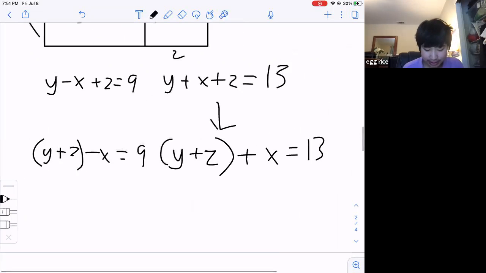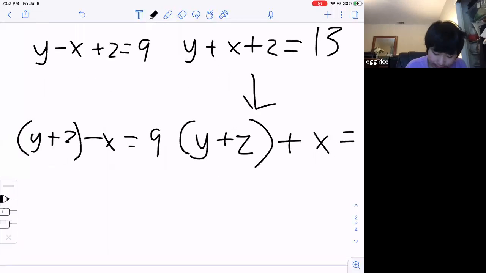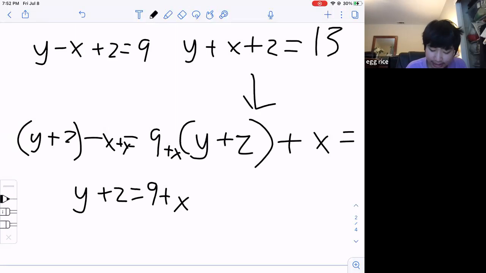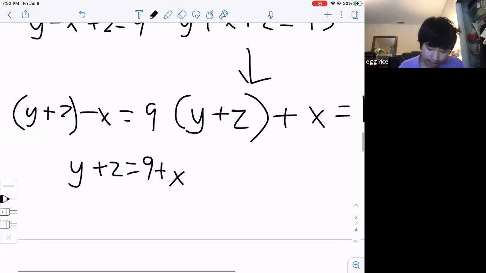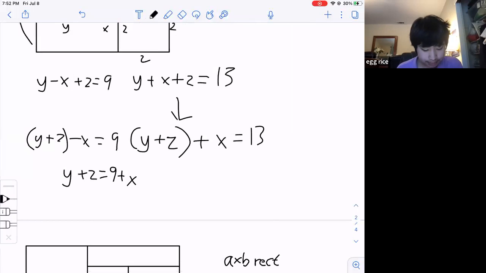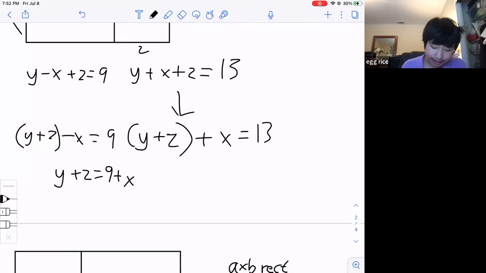Now that we group these two together, we can do something very similar to what we did before. Since we can just add x on both sides to get rid of this x, we get y plus z equals 9 plus x. Does that make sense, everyone? Because if we add x to both sides, then this x is canceled and this x stays. So does that make sense? This is pretty simple algebra.